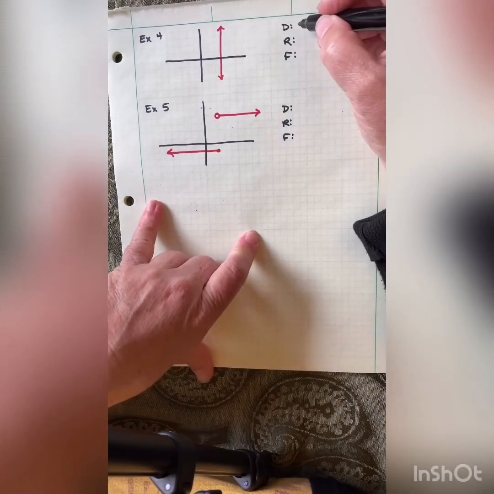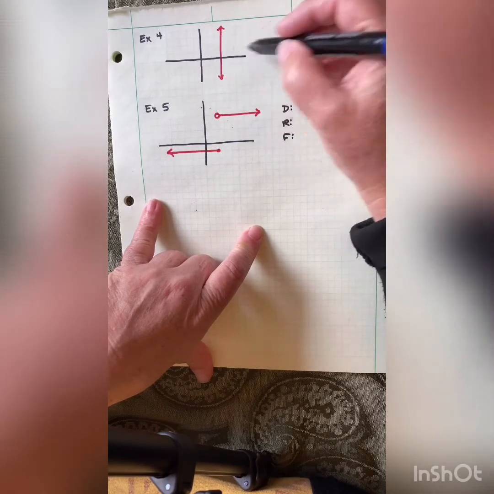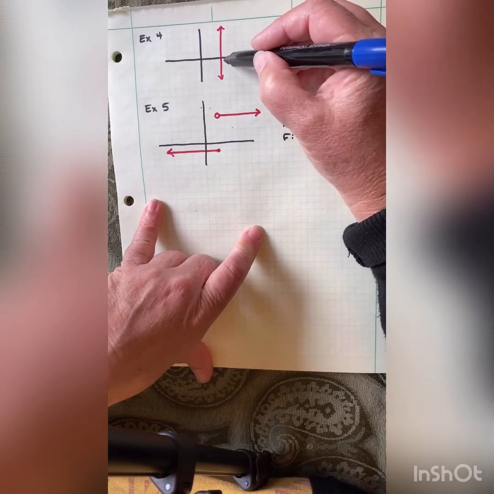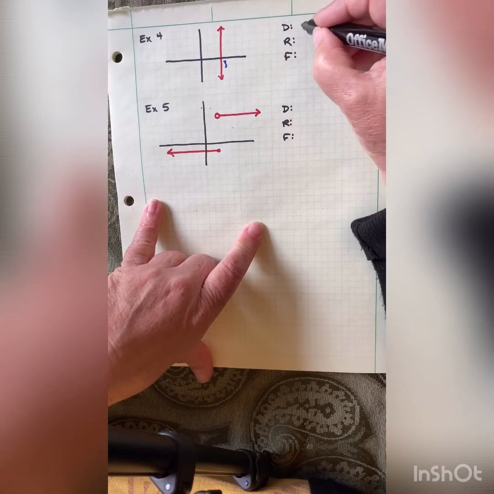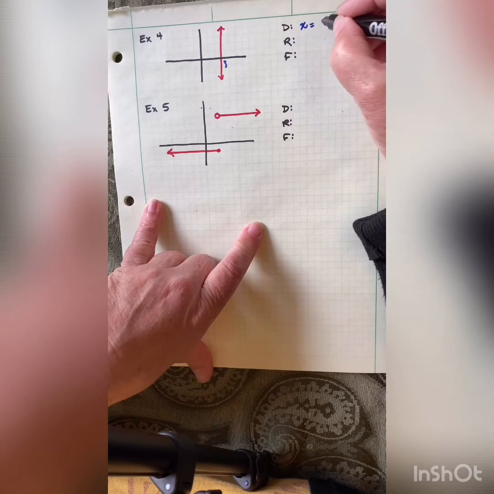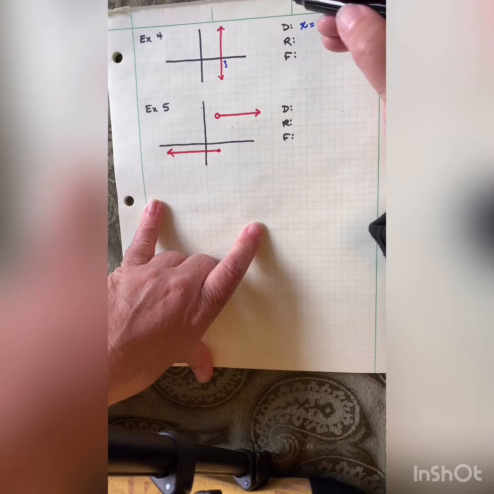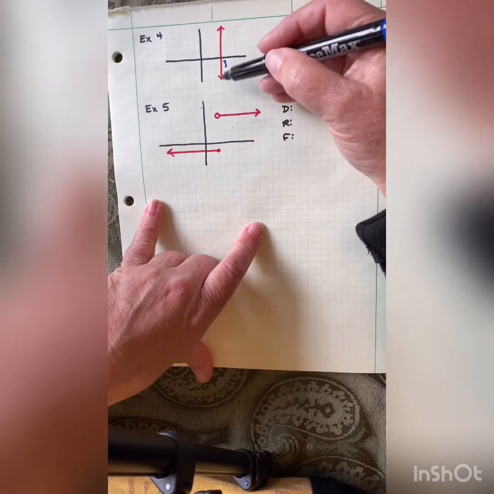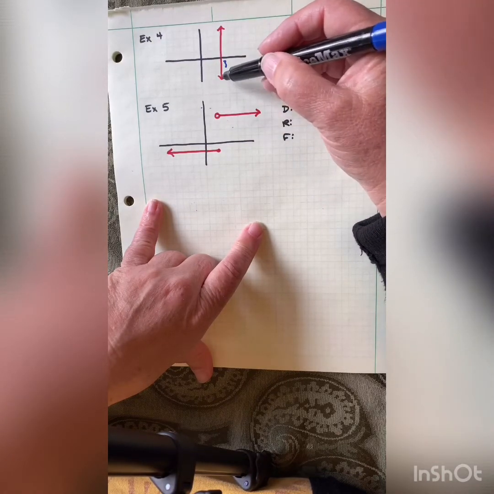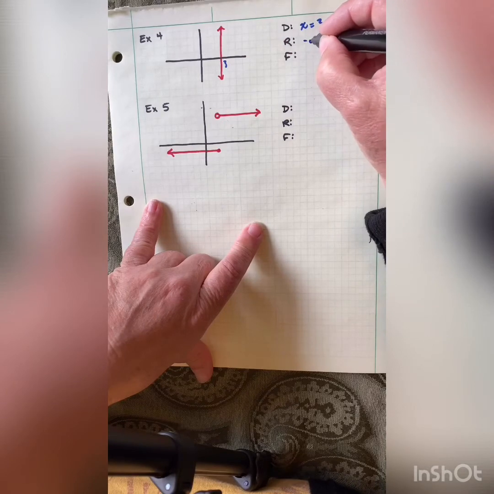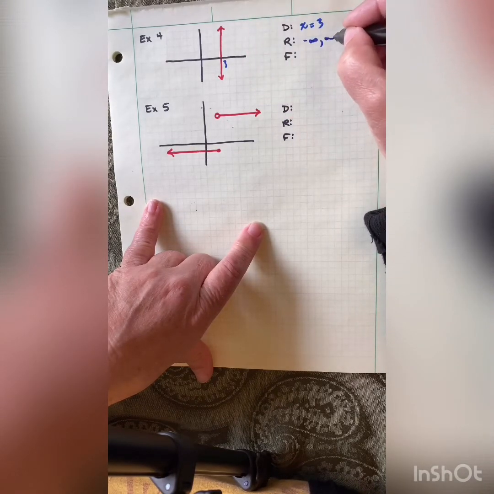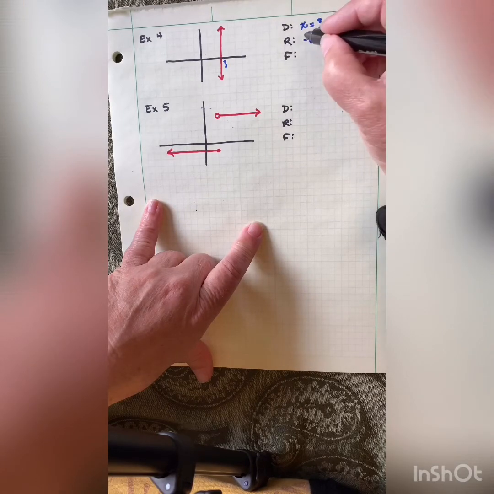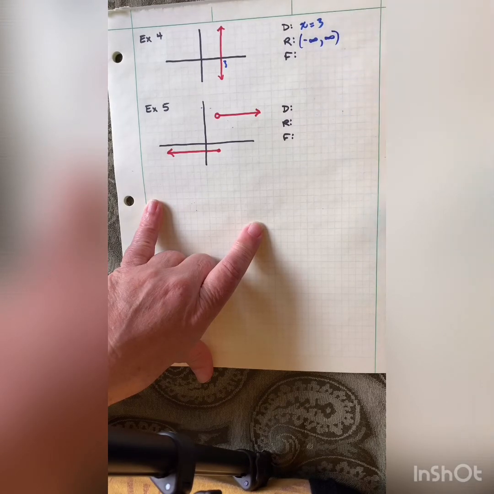Here my domain, possible x values, 1, 2, 3. Well, my x is only 3, so I'm going to say x equals 3. My range in this case, as I'm scanning up, I notice that arrow, so it's including everything down to negative infinity. That arrow says it's including all the way up to positive infinity, and parentheses go with those.